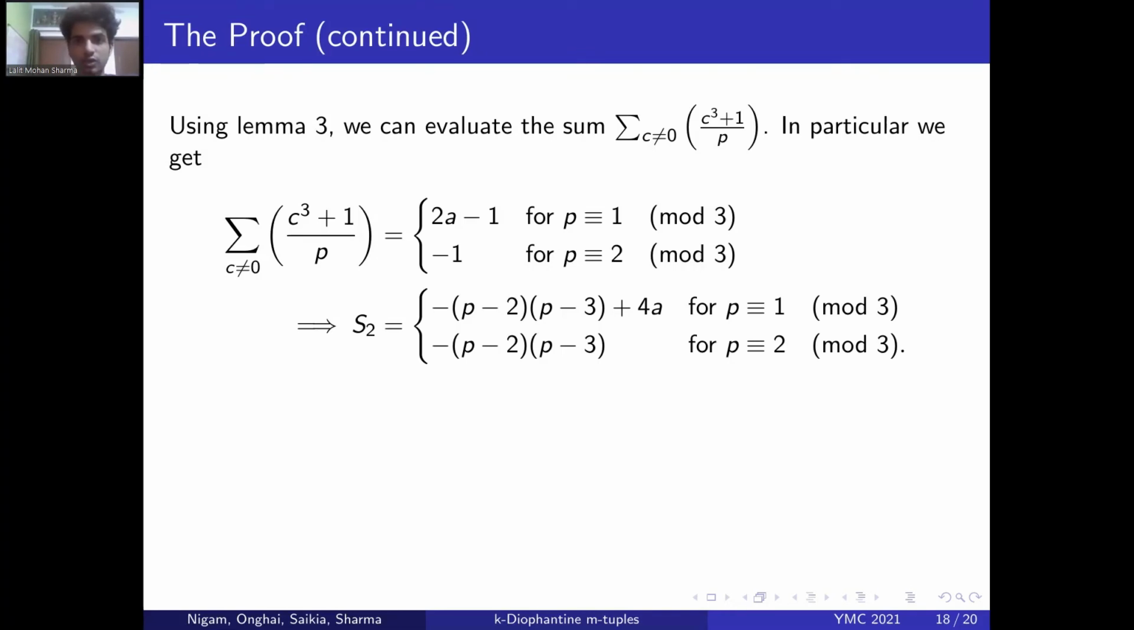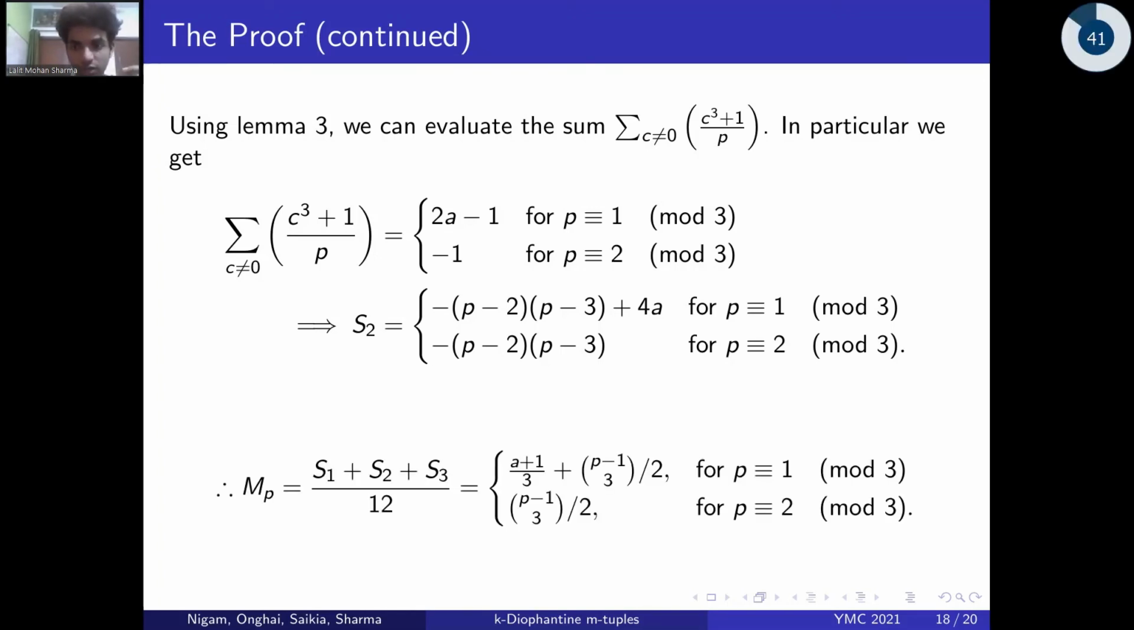Essentially, this summation of (c cubed plus 1 over p), if c runs through all the elements of Fp, is going to be the error term 2a, which you can see in the statement of lemma 3. So when you remove the case where c is equal to 0, that would just give 2a minus 1. And since the error term is not there for p congruent to 2, you will just get minus 1. And of course, you can now write Mp as S1 plus S2 plus S3 divided by 12, and it would give this really nice formula.